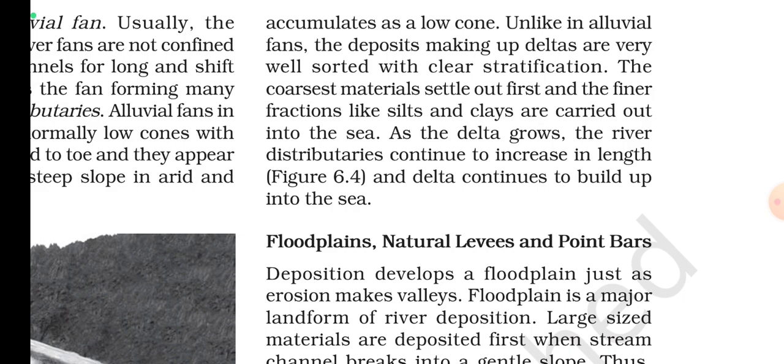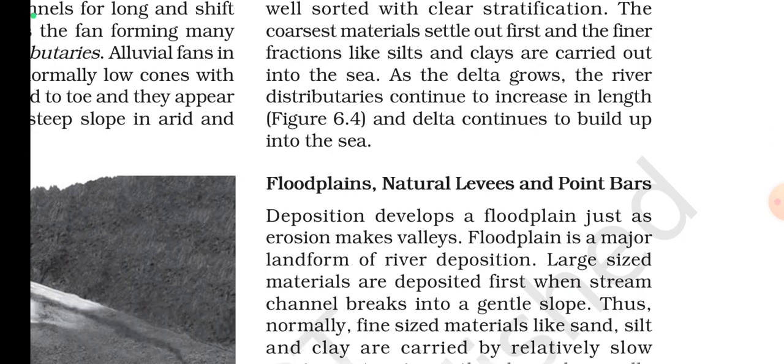Unlike in alluvial fans, the deposits making up deltas are very well sorted with clear stratification. The coarsest materials settle out first, and the finer fractions like silts and clays are carried out into the sea. As the delta grows, the river distributaries continue to increase in length, and the delta continues to build up into the sea. Flat plains, natural levees, and point bars.